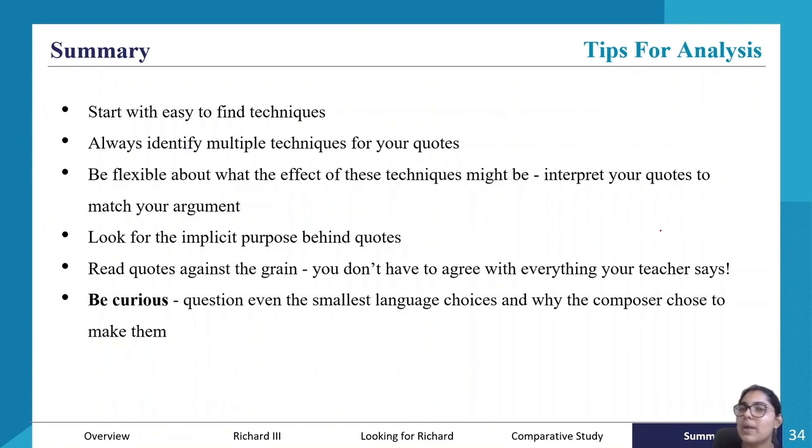Look for implicit purpose behind the quote. Now, with your, for example, technique and effect of the quote and the purpose, don't make it generic. Don't just say hence the, for example, if you're saying the technique for power, if you've got a quote for a manipulation of power, you don't just want to say hence Shakespeare shows a manipulation of power. Be specific. What does he actually show by the manipulation of power? So be super implicit about the purpose behind the quotes. Read quotes against the grain. You don't have to agree with everything your teacher says. Be curious, question even the smallest language choices and why your composer has chosen to make them. What is the purpose behind it?